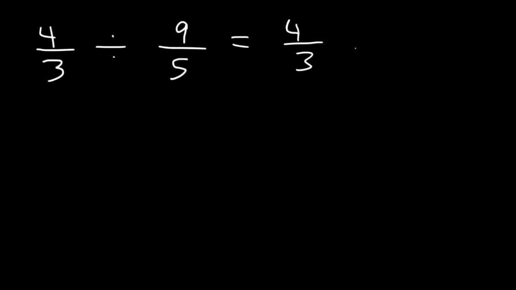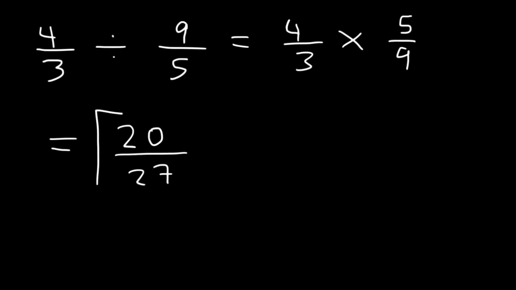Try this one. What's 4 over 3 divided by 9 over 5? So using the expression keep, change, flip, let's keep the first fraction the same. Let's change division to multiplication, and let's flip the second fraction. Now there's nothing to cancel, so let's multiply across. 4 times 5 is 20, 3 times 9 is 27. And so we can't reduce this fraction. That's the answer.